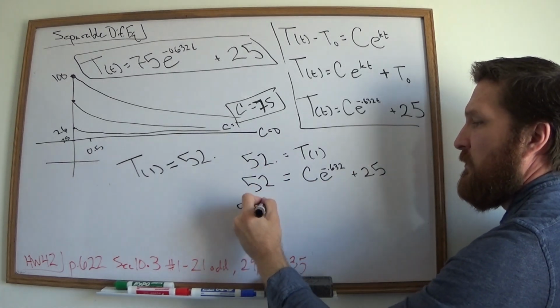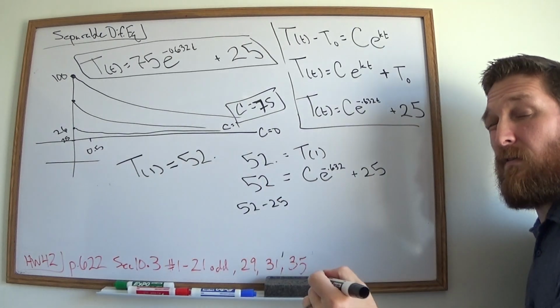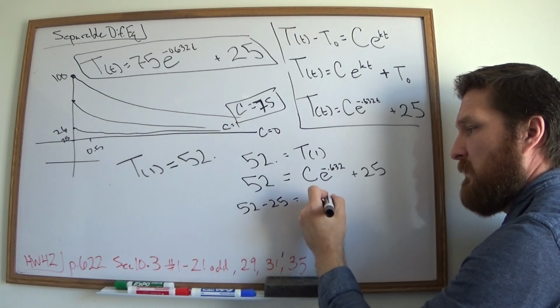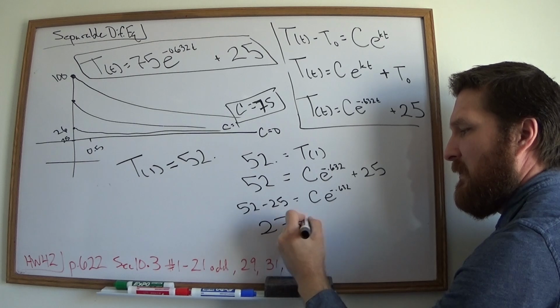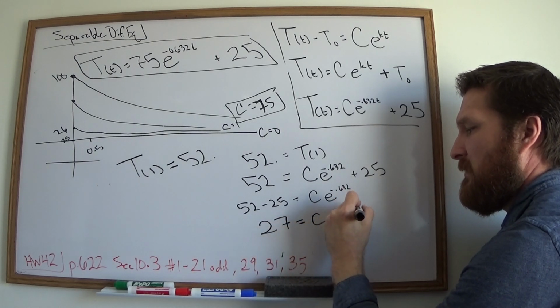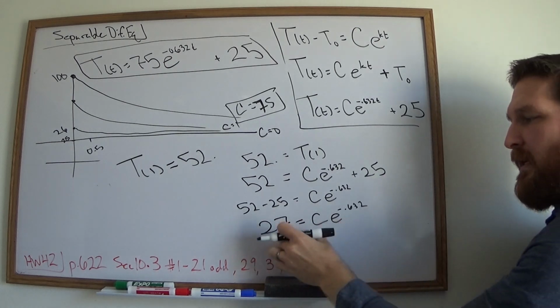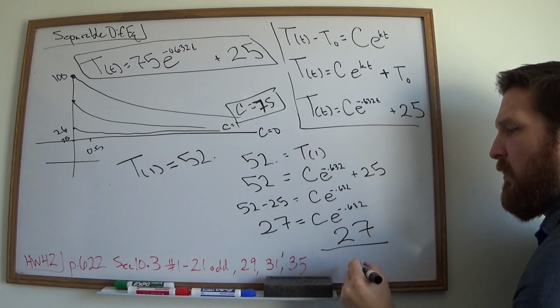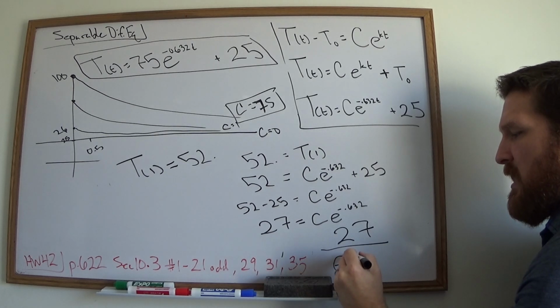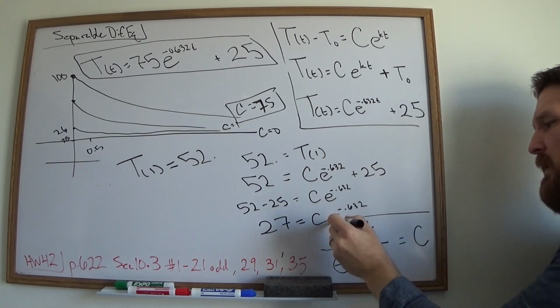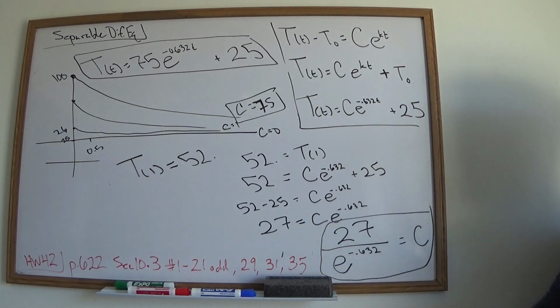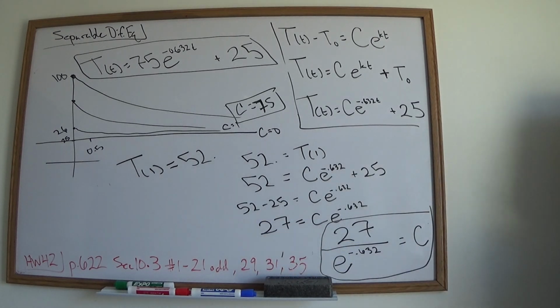So 52 minus 25 is 27. So 27 equals C e to the negative 0.632. That's just a number. I could divide through and get 27 over e to the negative 0.632 is equal to C. And I'll bet that comes out to 75. And so, okay, that's a separable differential equation.